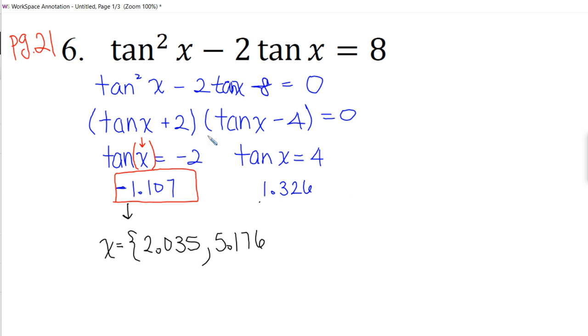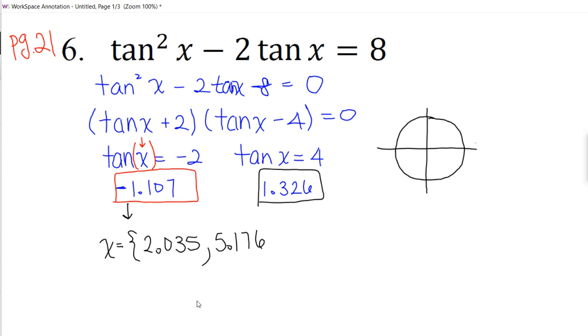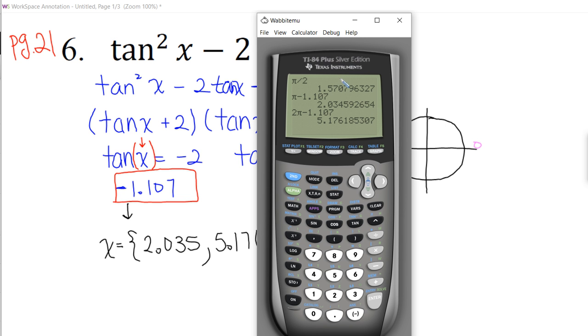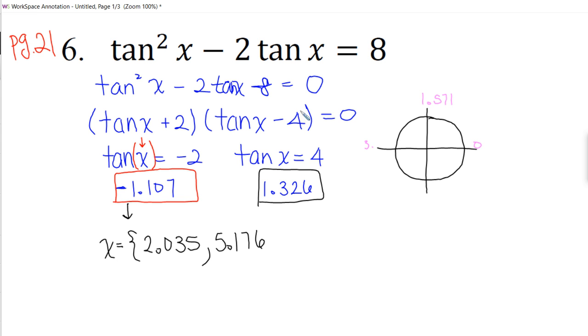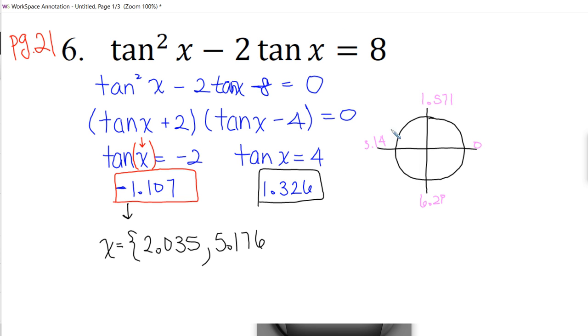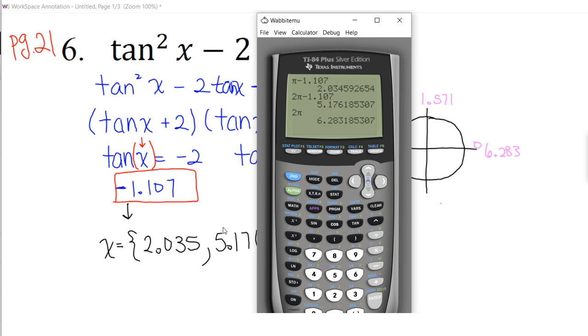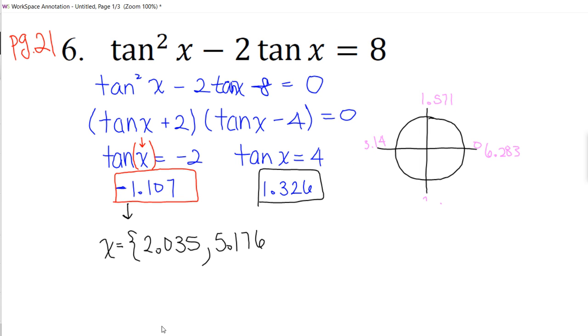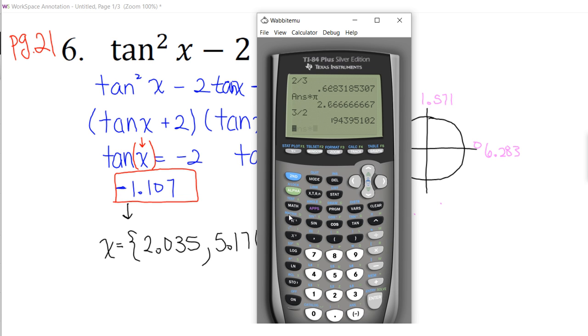Now let's try this one without using Desmos, and kind of use our brains here. Here's our circle. We know this is 0, and we just decided that pi over 2 was 1.571. That's 3.14 because that's just pi, and 2 pi is 6.283. And 3 over 2 pi, I apologize, 3 over 2 times pi, is 4.712.